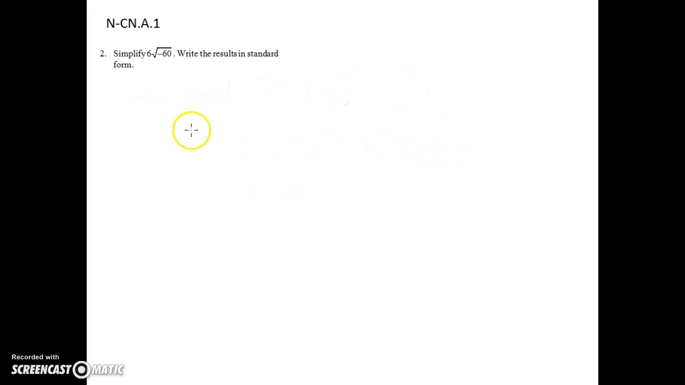So here's another simplification one. Same basic idea. We have our negatives, so we're going to take out our i as our first step. We take out the i, and it makes the inside positive since i is the square root of negative 1. 60 is not a perfect square, so we're going to make a factor tree. Again, start wherever you want. The first thing that pops into my mind is 6 and 10. 6 would give us 3 times 2, and 10 would give us 2 times 5.